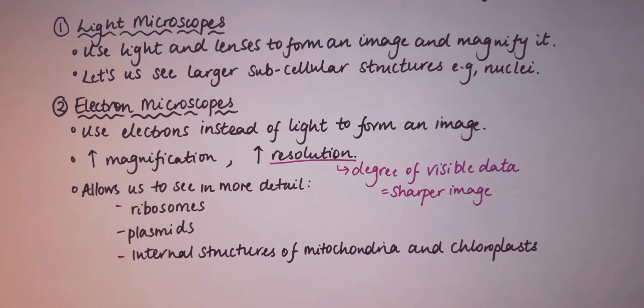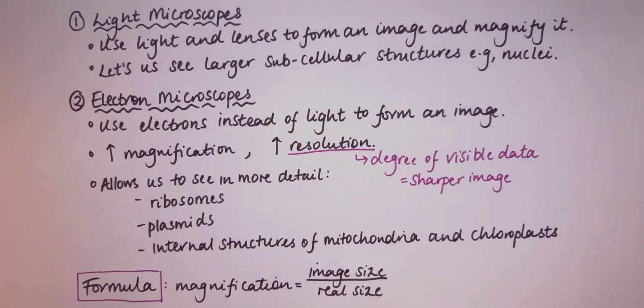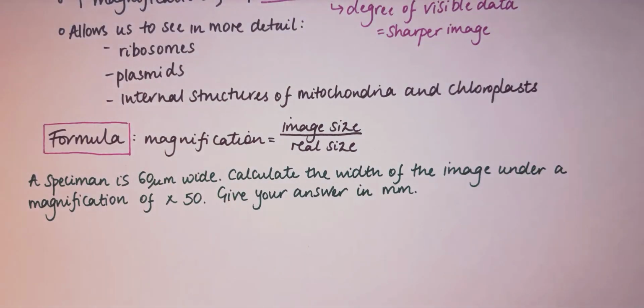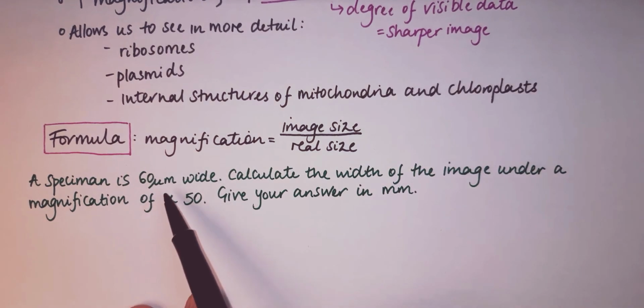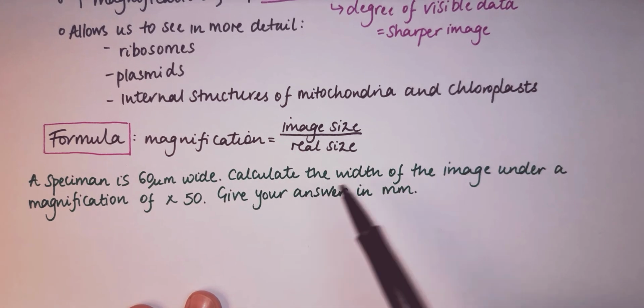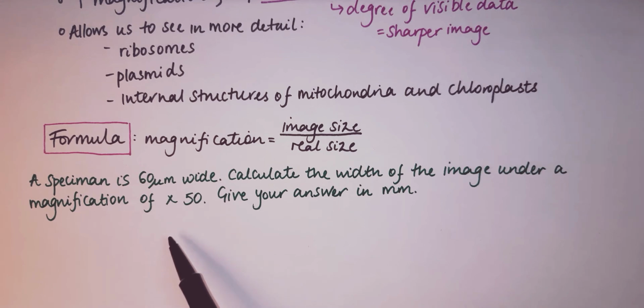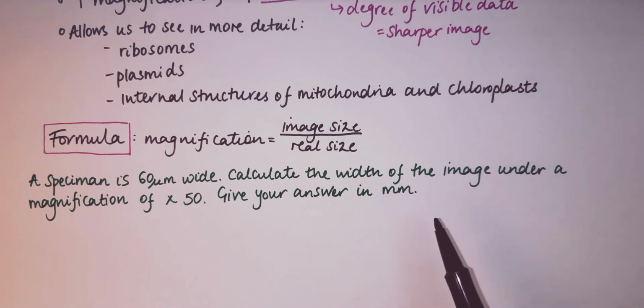And now we're going to go through the formula for magnification. So here is the formula for magnification. It says that magnification is equal to the image size over the real size. Now this might seem a little bit confusing, so let's go through an example of a question and how to use this formula. So here's the question. A specimen is 60 micrometers wide. Calculate the width of the image under a magnification of times 50. Give your answer in millimeters.